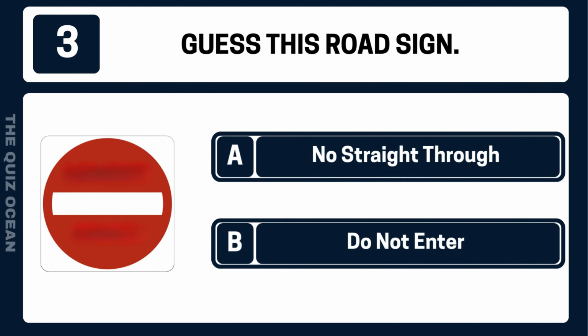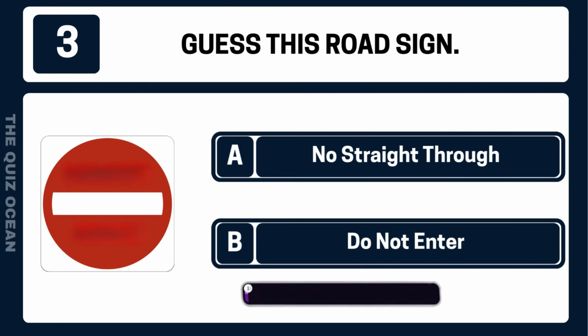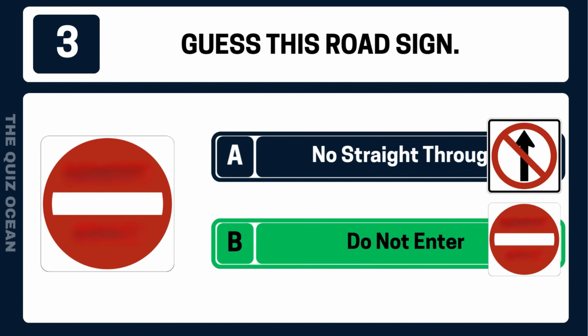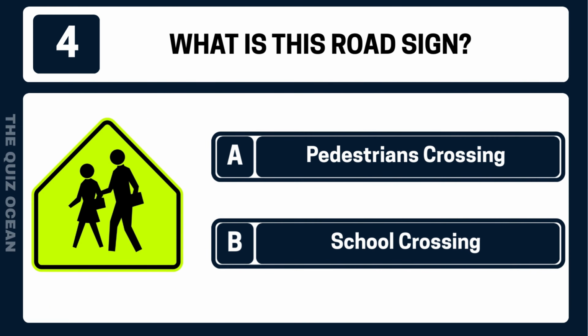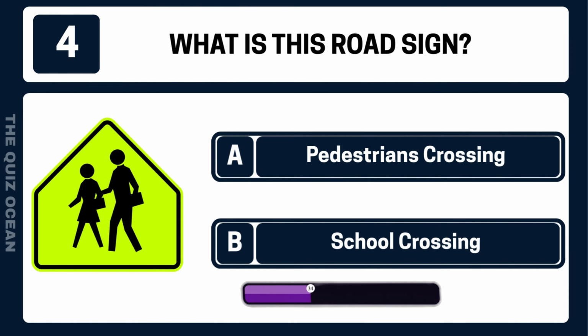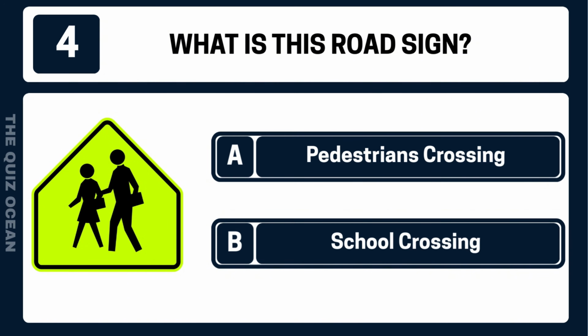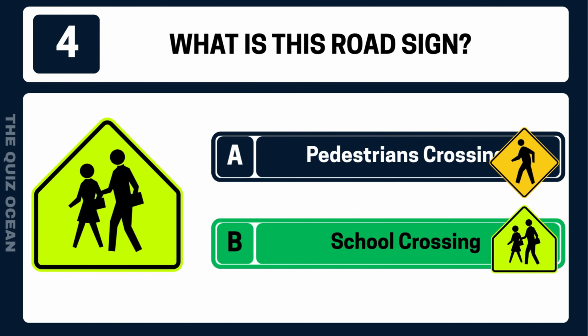Question 3. Guess this road sign. A. No straight through. B. Do not enter. The answer is B. Do not enter. Question 4. What is this road sign? A. Pedestrians crossing. B. School crossing. The answer is B. School crossing.